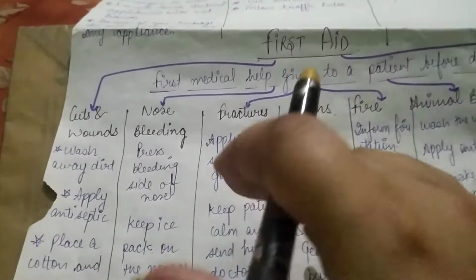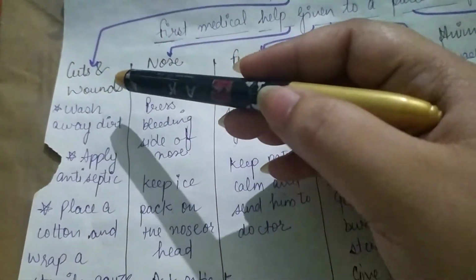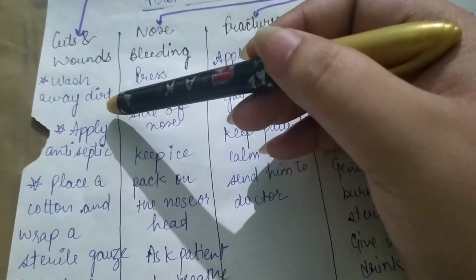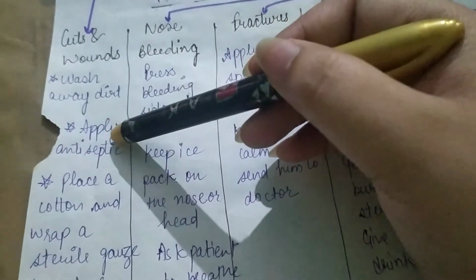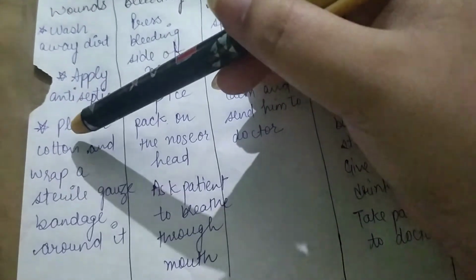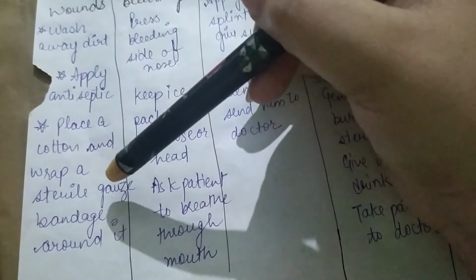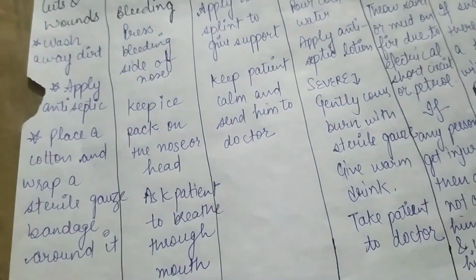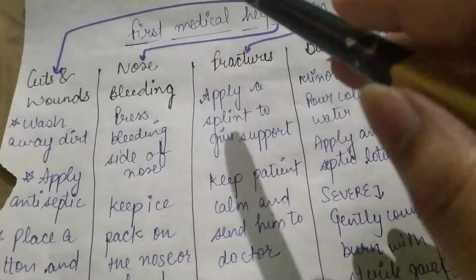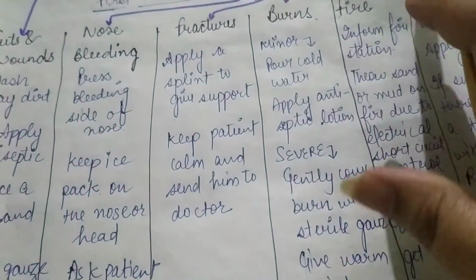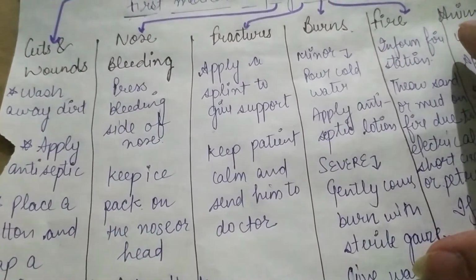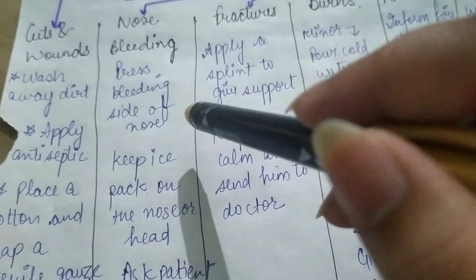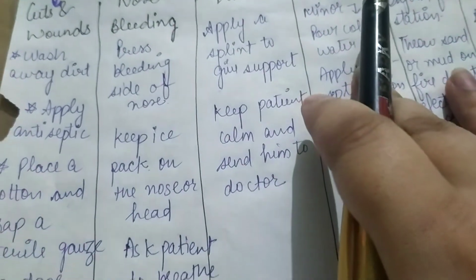For example, if you are suffering from any cut or wound, you can wash the wound to wash away the dirt particles. Then you can apply the antiseptic on it and place a cotton and wrap a sterile gauze bandage around it. Now, if you or anybody around you is suffering from nose bleeding, then press the bleeding side of the nose. It will help in stopping the bleeding.